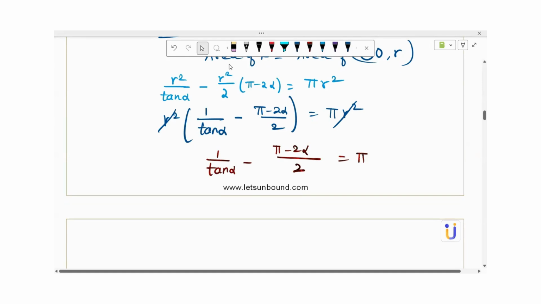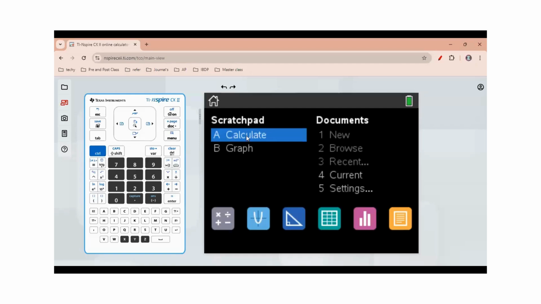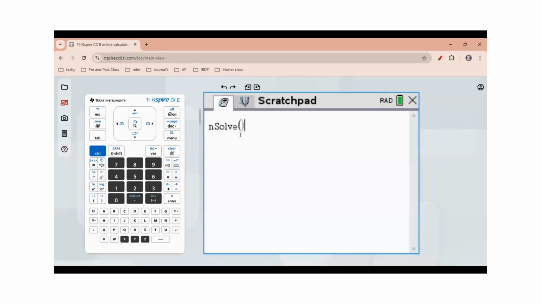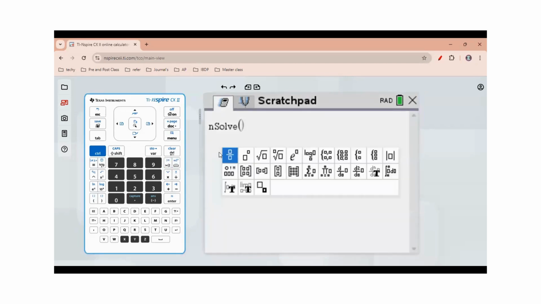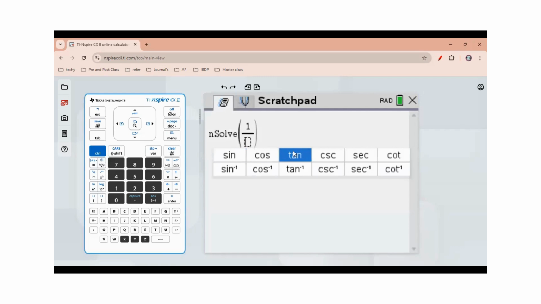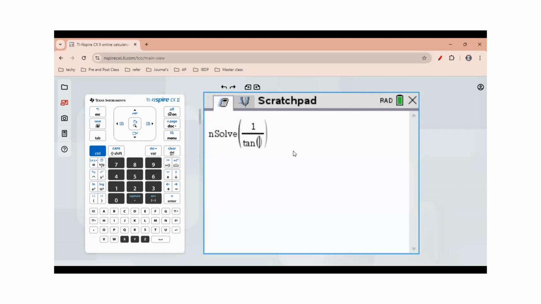Here we go. So in the home, go for calculate and menu, go for algebra, numerical solve. We have one variable, right? And type in the equation. We got first a fraction: 1 divided by tan alpha is there. So tan alpha, let me name it as x here.